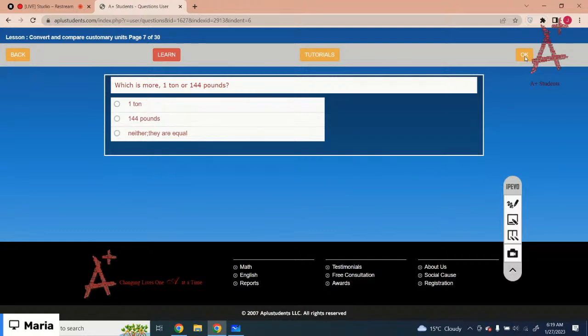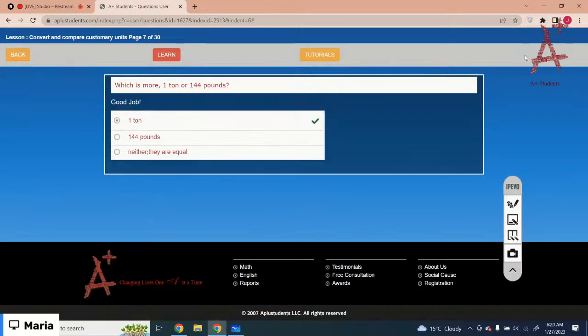Okay, which is more, 1 ton or 144 pounds? In 1 ton we have 2,000 pounds. So which is more? 1 ton is more. Got it? Because in 1 ton we have 2,000 pounds. So 2,000 pounds is more than 144 pounds. Got it?